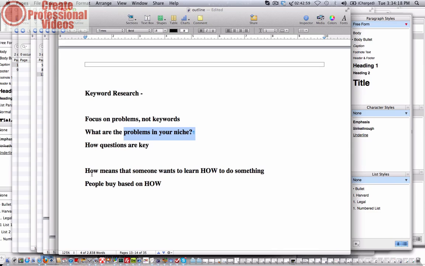The key here is that you want to focus on the how. How do I do this? How do you do this? How means that someone wants to learn how to do something, and people buy based on a need or a desire to learn how to do something.